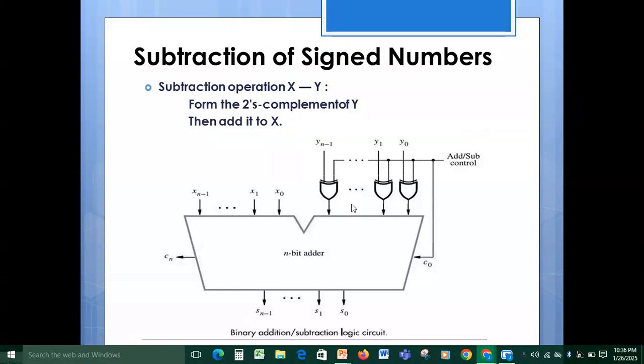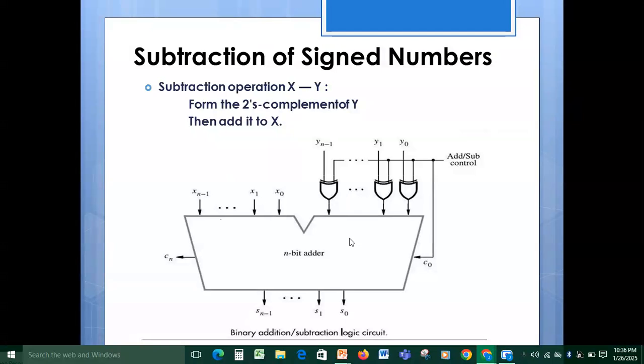Then if we want to get the 2's complement, we should add 1 to that one's complement. That will be done by C naught. So the control bit I am giving as C naught here. So if I add 1 to that one's complement, it will become a 2's complement. So at one end we are giving the 2's complement, at the other end I am giving x. X plus the 2's complement of y performs the x minus y operation. This is subtraction using a ripple carry adder.